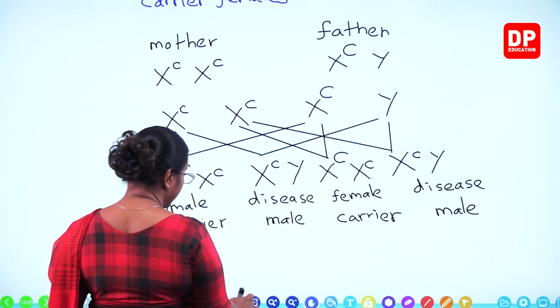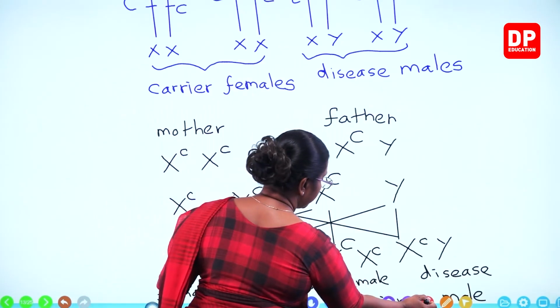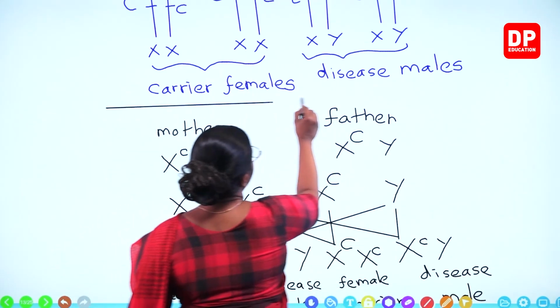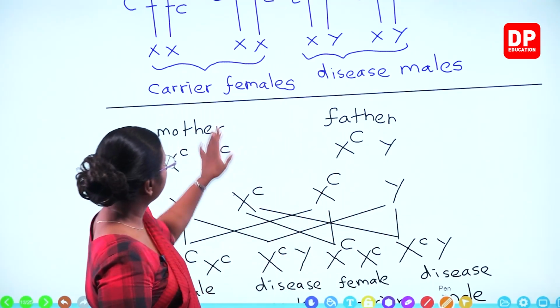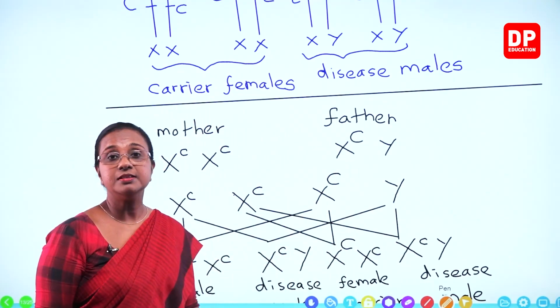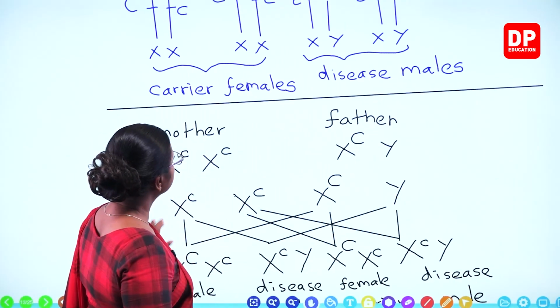So this is like an alternate method. You can either use the first method or the second method. Is that okay? That would be the outcome. That would be the children.